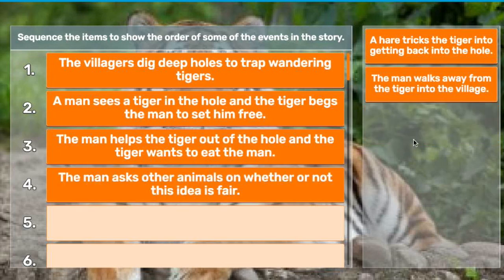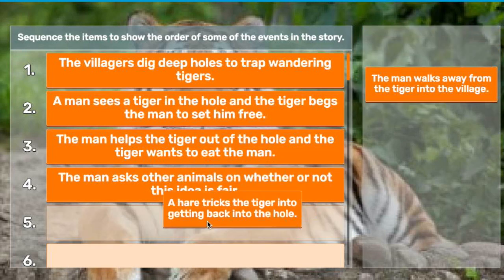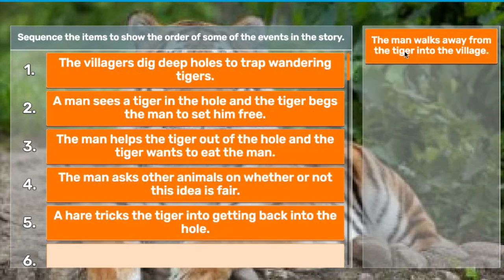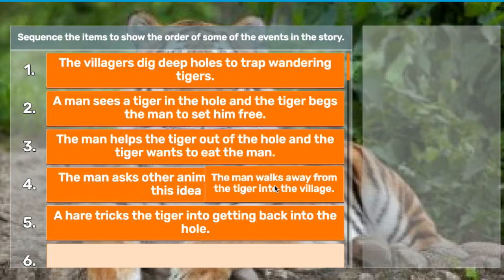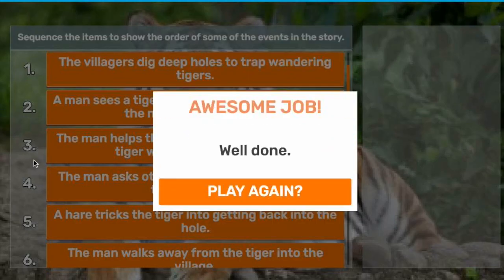Now we're working on our last 2 events. So does the hare trick the tiger into getting back into the hole first? Or does the man walk away from the tiger into the village? You're right, the hare tricks the tiger into getting into the hole, which allows the man to walk away from the tiger and into the village.